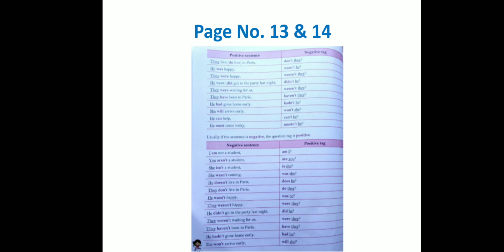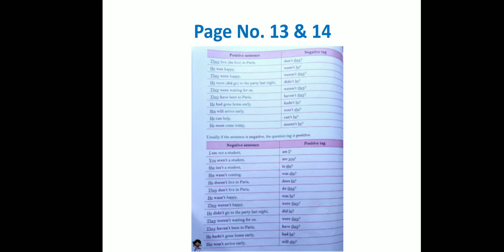He was happy, wasn't he? I just did this with you. They were happy, weren't they? Because it is a plural subject, so weren't they? He went to the party last night. So went means did go. So I will say didn't he? They were waiting for us, weren't they? They have been to Paris, haven't they? They had gone home. He had gone home early, hadn't he?